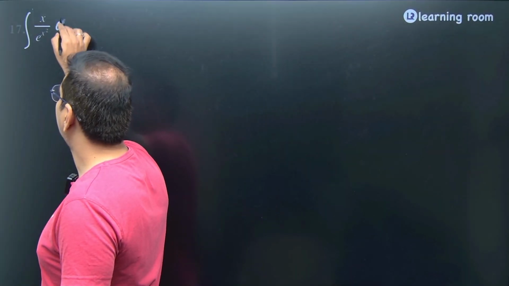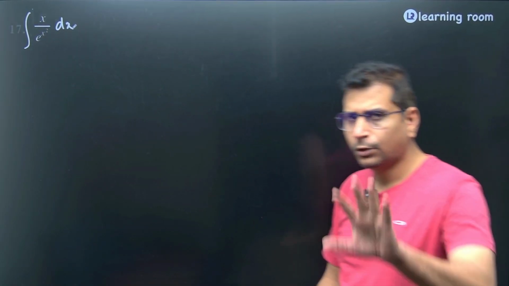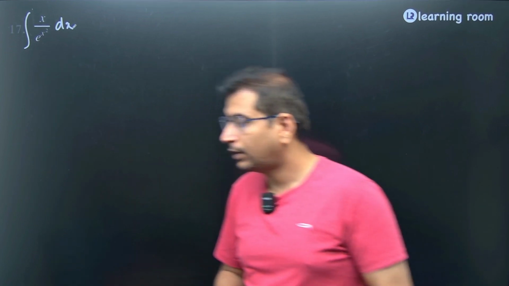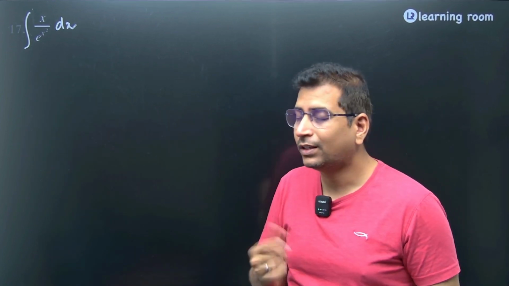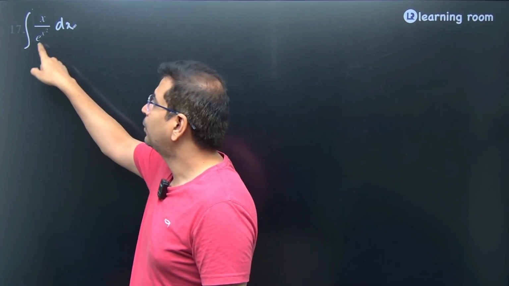So 17th question is the integral of x divided by e power x square. Logic is simple. I told you, generally when you have these exponential functions having the power anything other than x, you will substitute that as t. But here, listen to the logic. Here you have e power x square.